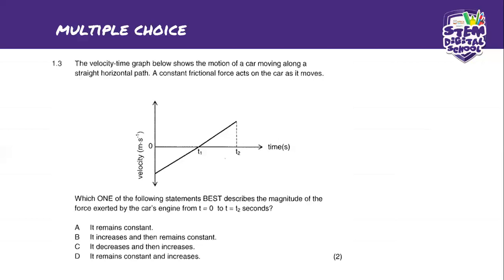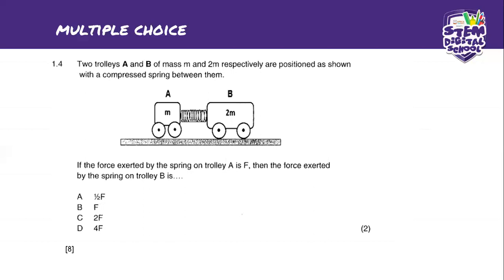Now let's move on. This is 1.4, the last question in our multiple choice. It says two trolleys A and B of mass M and mass 2M respectively are positioned as shown with a compressed spring between them. If the force exerted by the spring on trolley A is F, then the force exerted by the spring on trolley B is, you pick your answer right there.